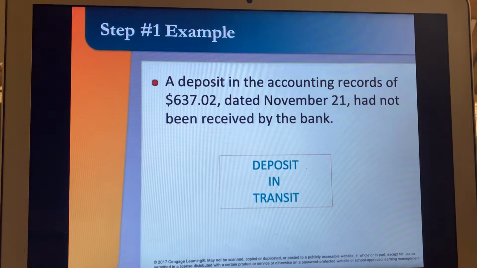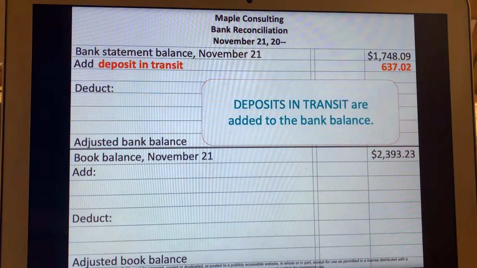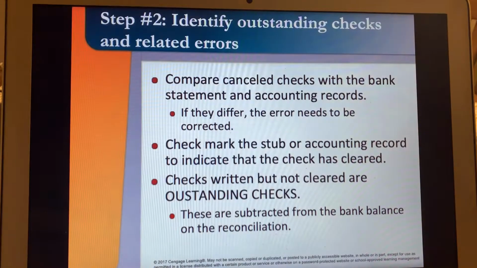A deposit in the accounting records of $637.02 dated November 21 had not been received by the bank. So this is a deposit in transit. So here's where we put that deposit in transit, right here, $637.02 under add.